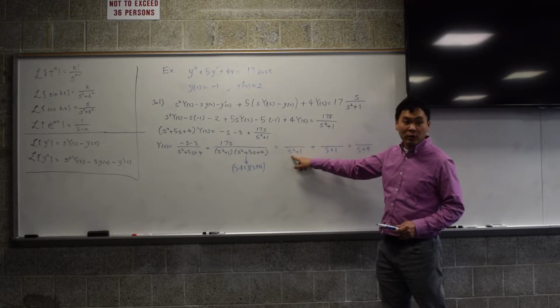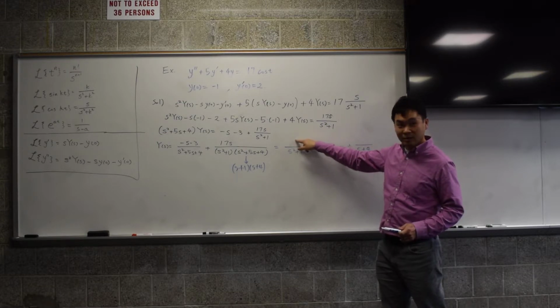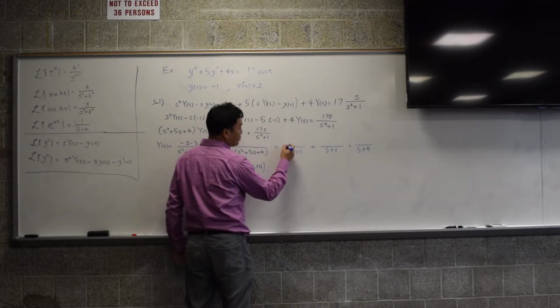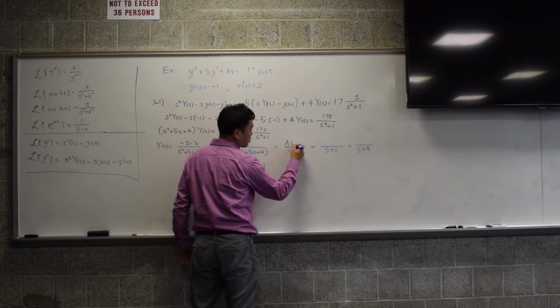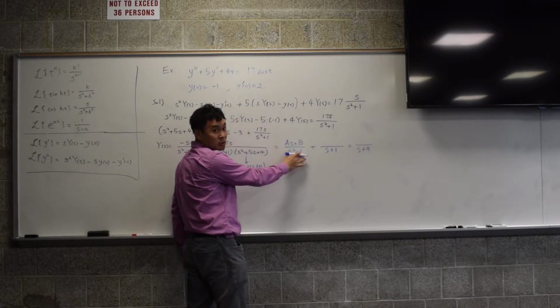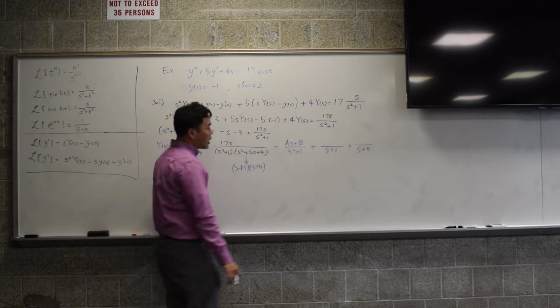If you have s squared, what do you put on the top? You can't just put a constant there, right? What do you have to do? You need a polynomial that's 1 degree less than the bottom. See, this is a second order polynomial, right? So you want to put As plus B. How about this one?